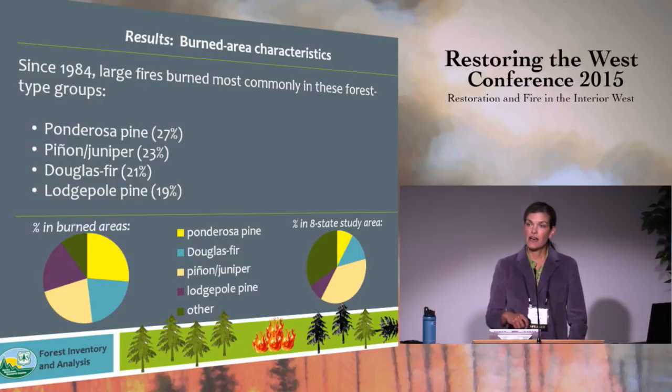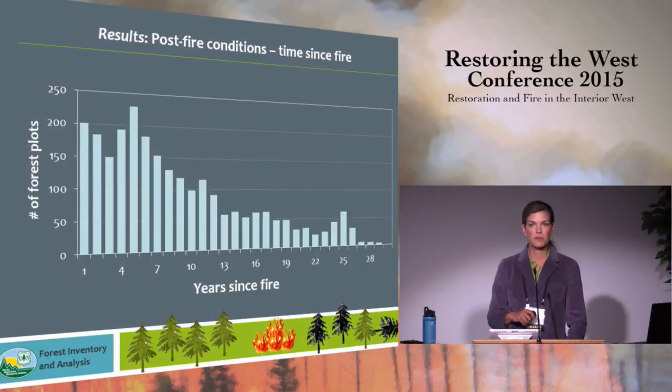If we looked at time since fire, this is just a histogram, number of plots by number of years since fire. We found that about 2/3 of the plots had burned less than 10 years prior to measurement, so kind of reflecting something that we've heard again and again about increasing fire acreage.